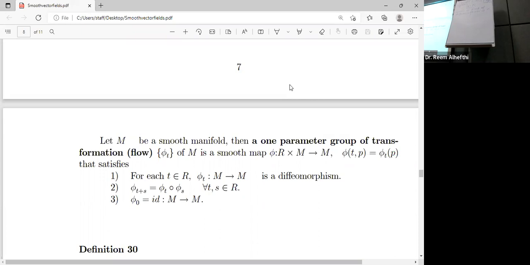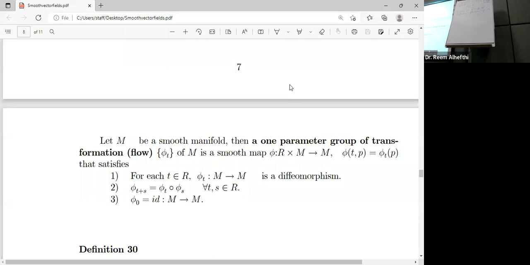Then a one parameter group of transformations, in some books, is also called a flow, a global flow. A one parameter group of transformations is a map from R cross M to M. It's a smooth map. You know, R is a one-dimensional manifold, M is an n-dimensional manifold. This is an n plus one dimensional manifold. And how is it defined? Phi of (t, p) is phi_t(p).